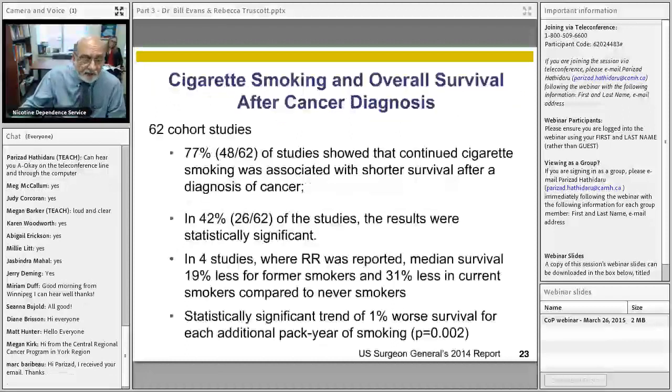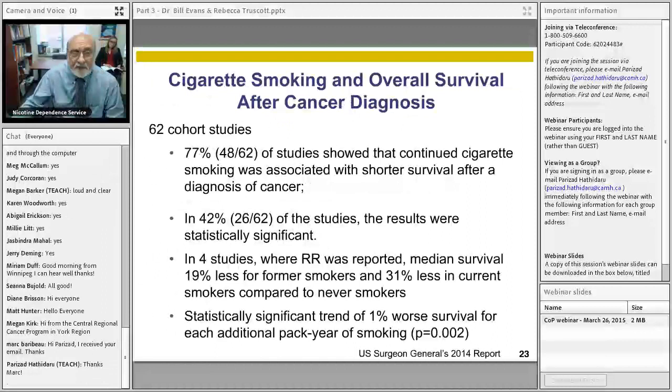So we're going to review that evidence now, starting with the evidence as it relates to overall survival after a cancer diagnosis. The Surgeon General's report summarizes 62 cohort studies. 77% of them showed that continued cigarette smoking was associated with a shorter survival after diagnosis, and fully 42% of them were statistically significant. In those studies, a small number where relative risk was reported, the median survival was less for former smokers by approximately 20%, and in current smokers, 30% less when compared to never smokers. There appeared to be a statistically significant trend of worse survival by 1% for each additional pack year of smoking.